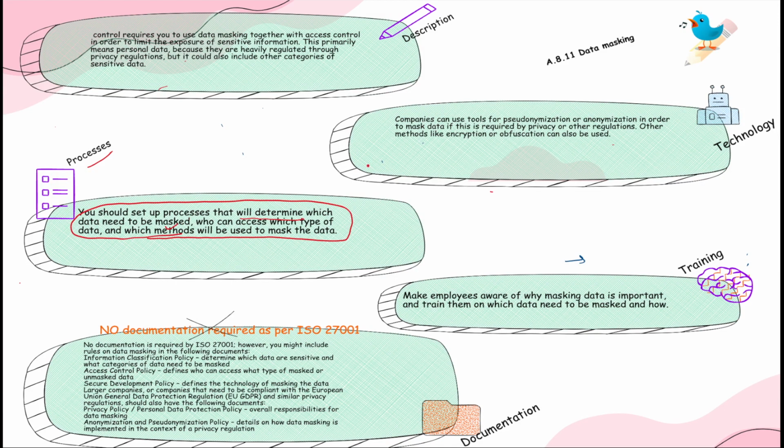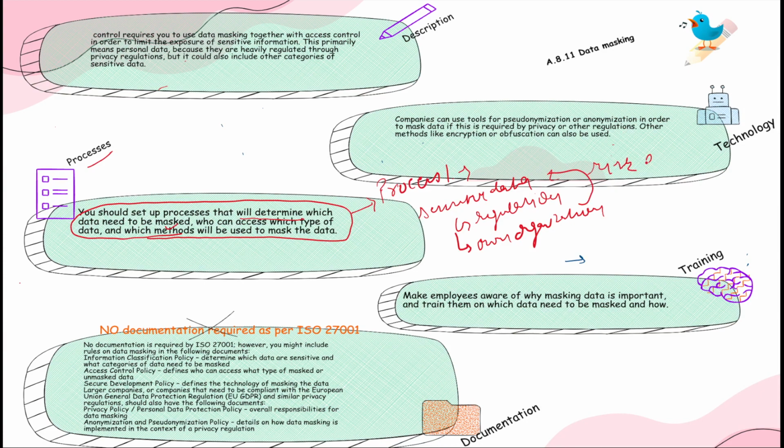Because this is a new control, it is very important that you have a process in place where you can define the sensitive data, and then if any regulation specific need is there, or your own organization based on the risk assessment of this sensitive data, you define who can access it, and which method for masking needs to be used.